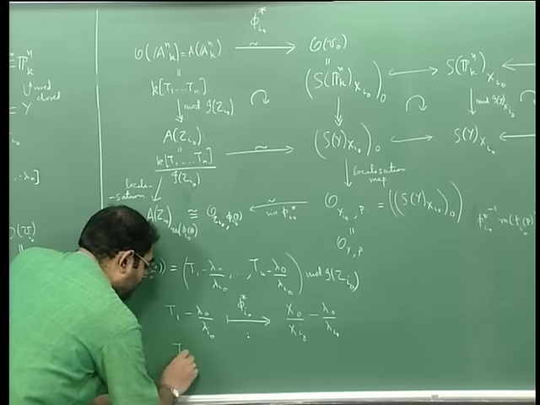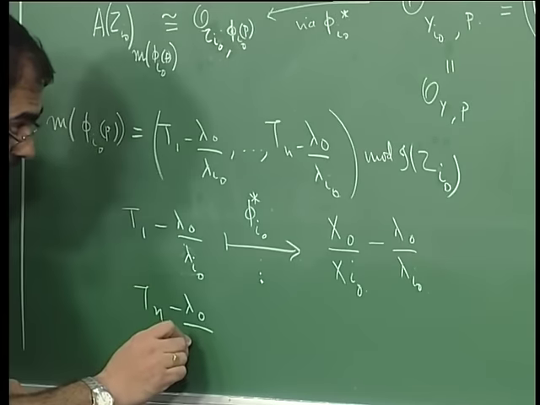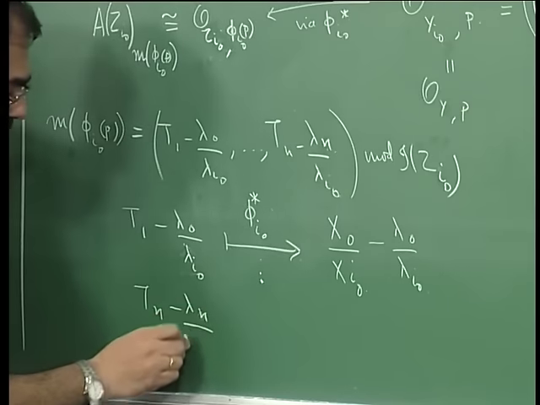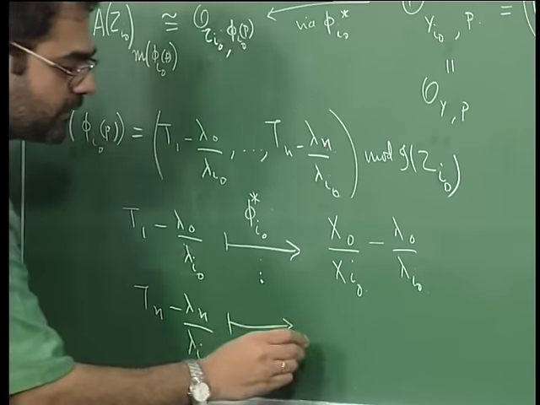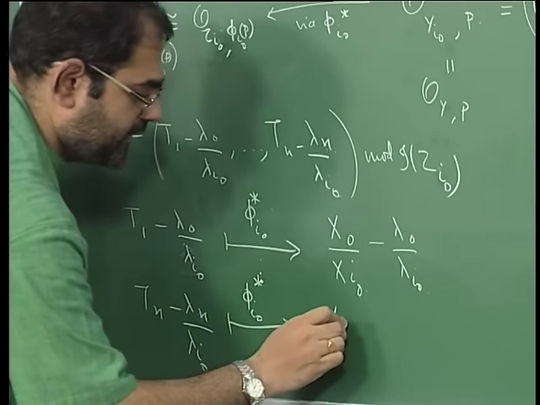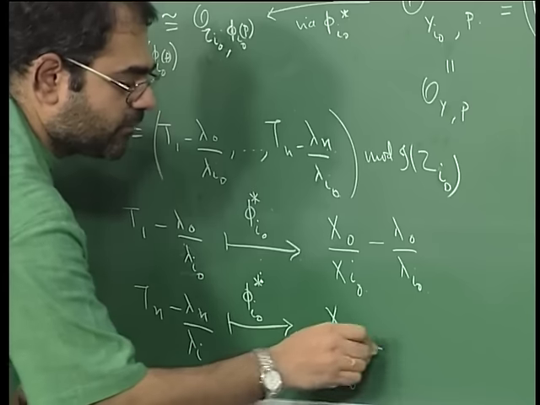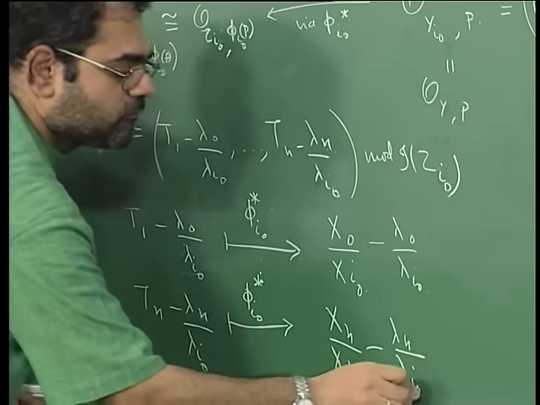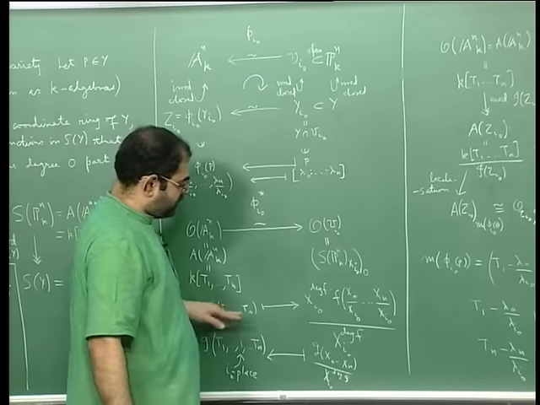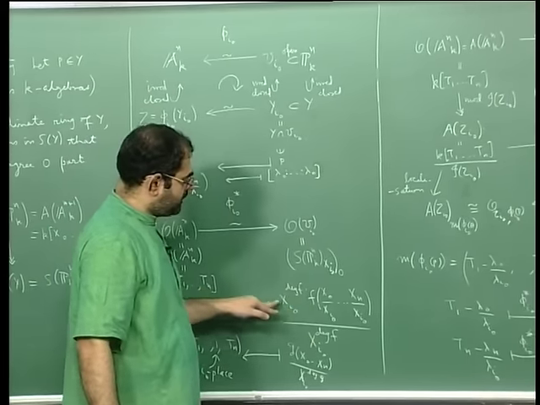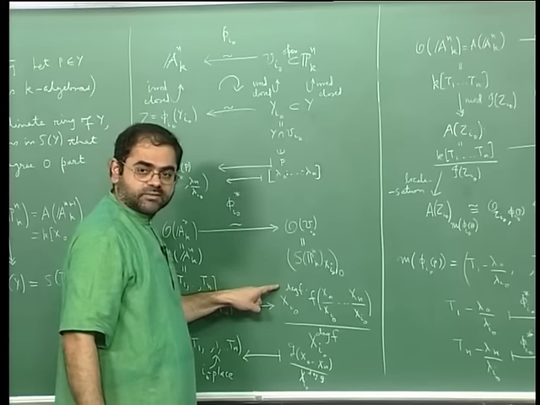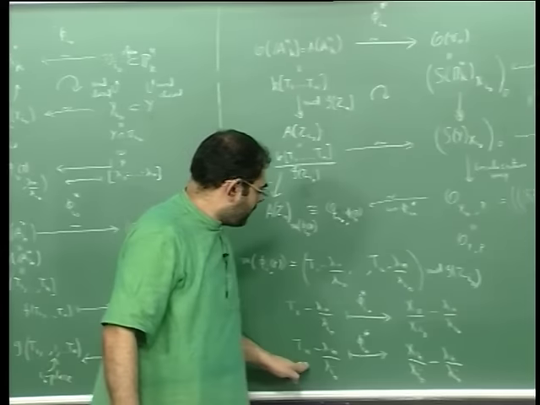And similarly, if you take the element t_n minus lambda_n by lambda_i0, that will go under this phi_i0 star to x_n by x_i0 minus lambda_n by lambda_i0. Because after all the map from here to here is you just send f to the homogenization of f, divided by, and then you remove this power of x_i0 that you put to homogenize it. So if you apply this, this is what you will get.